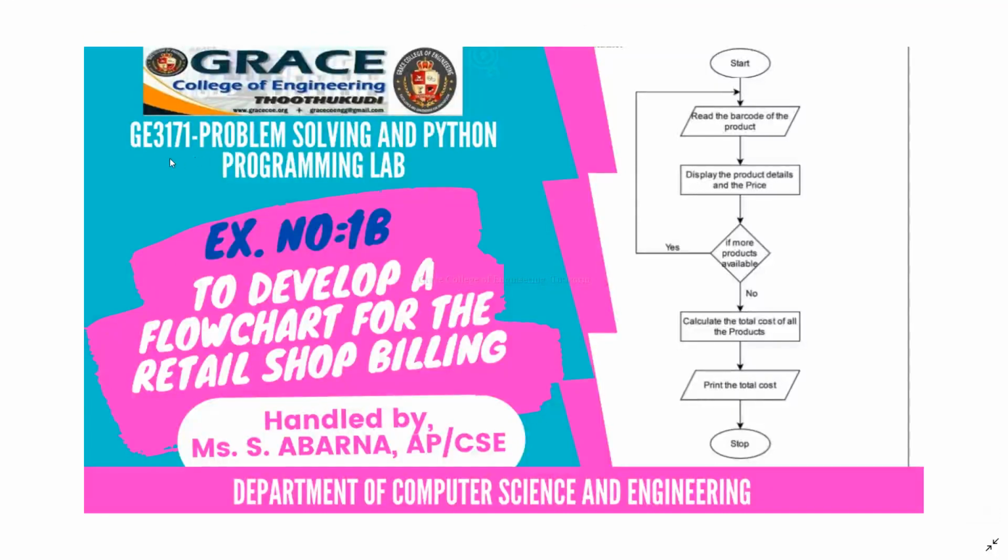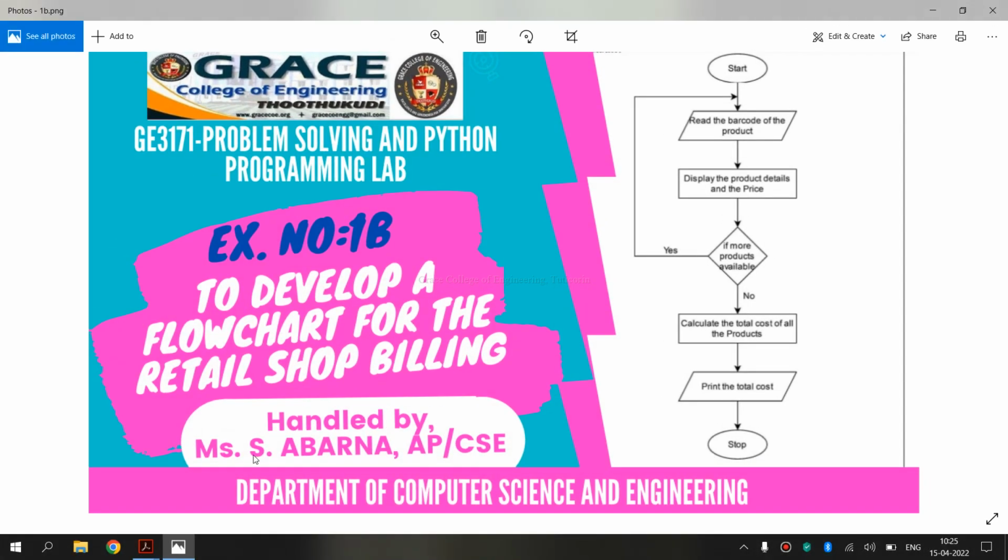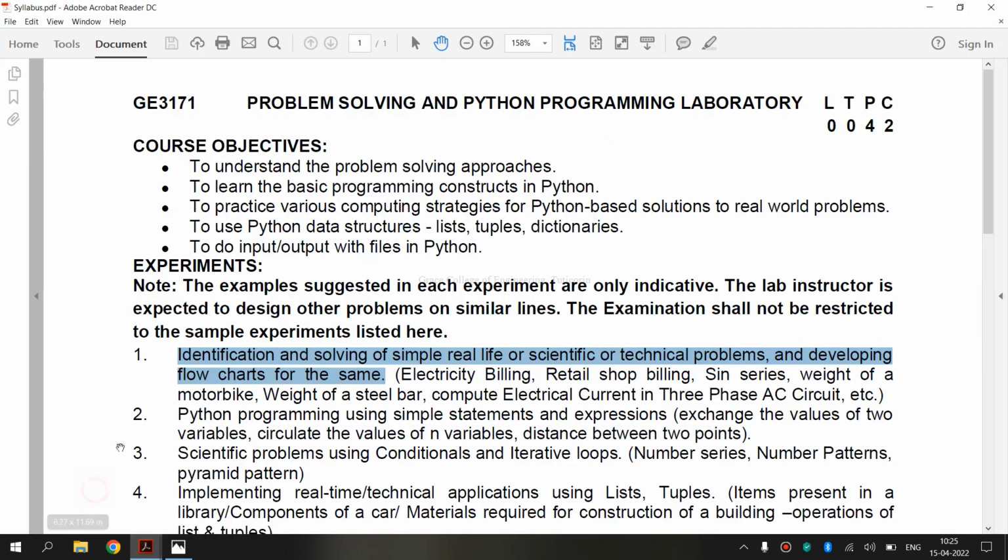In this video, we are going to discuss COE-3171 Problem Solving and Python Programming Laboratory, exercise number 1b, to develop a flowchart for the retail shop billing. Now let's see the syllabus for Regulation 2021. This is the syllabus. We are going to see the first exercise, that is identification and solving of simple real life or scientific or technical problems and developing flowchart for the same. In this, we are going to see retail shop billing.